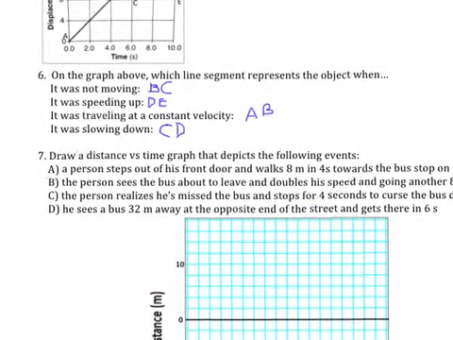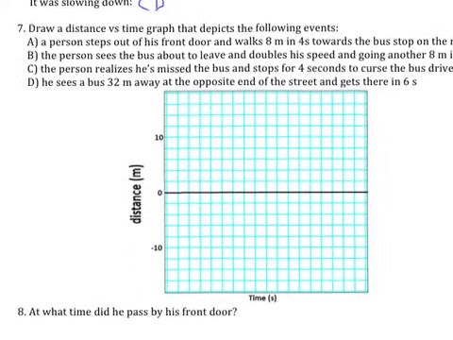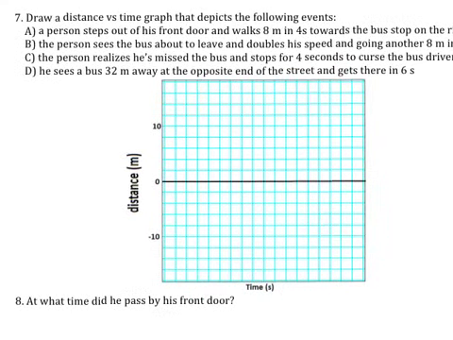Alright, let's just look at this next one here. We're going to draw a distance time graph that depicts the following events. Alright, here we go. Wish me luck. Let's do it in red. So what we've got is a person steps out his front door at time 0. I'm going to make this a little bit bigger.